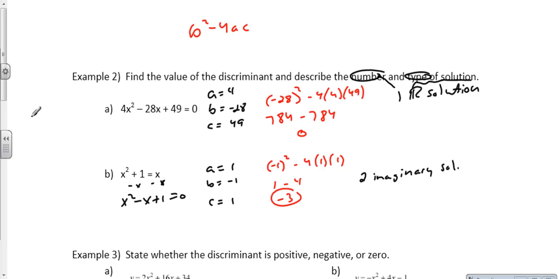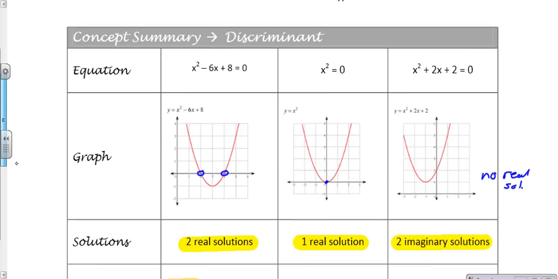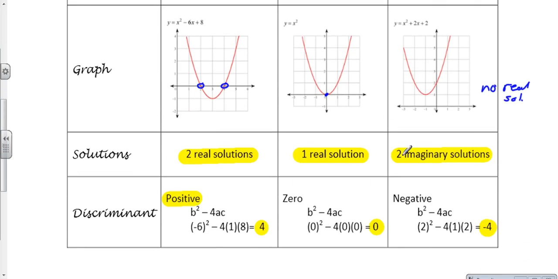Two imaginary solutions. Now let's check our table again. Two imaginary solutions when you have a negative discriminant. Okay, now don't worry about the values themselves. Worry more about the fact that it was positive, it was 0, and then it was negative. That has more weight than what the number actually was.